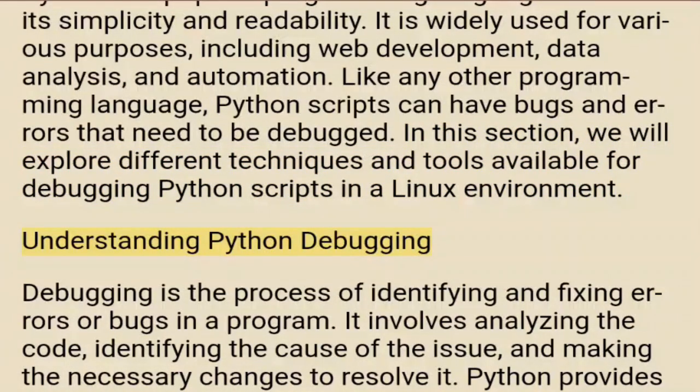Understanding Python debugging. Debugging is the process of identifying and fixing errors or bugs in a program. It involves analyzing the code, identifying the cause of the issue, and making the necessary changes to resolve it.